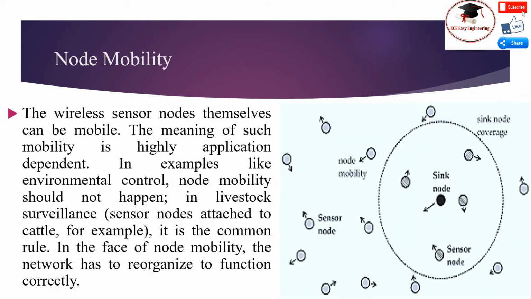Node mobility. The wireless sensor nodes themselves can be mobile. The meaning of such mobility is highly application dependent. In examples like environmental control, node mobility should not happen. In livestock surveillance, where sensor nodes are attached to cattle, to take this as an example, it is a common rule. In the face of node mobility, the network has to reconfigure to function correctly.